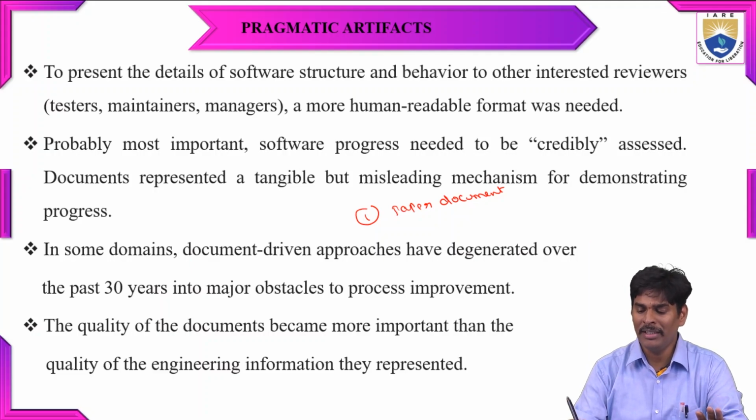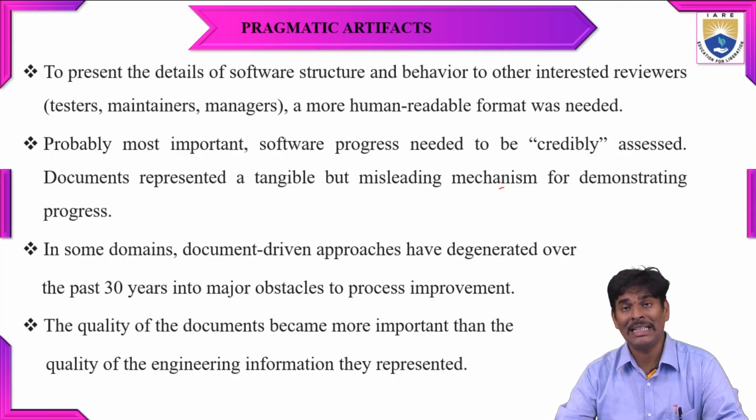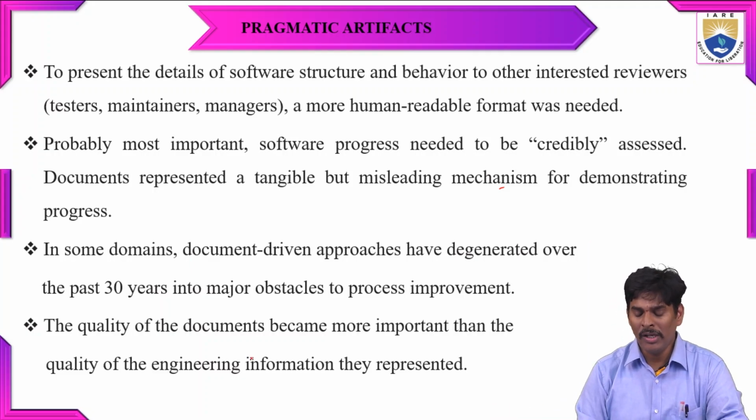So the main difference between the paper document and the electronic document is that we can save time. But in the last 30 years, in improving the process, they faced major obstacles. They need to scrutinize each and every paper, so it takes more time to verify, inspect and modify things in the paper documentation. That's why the quality of the documents became more important.